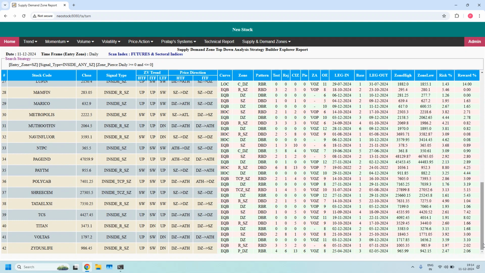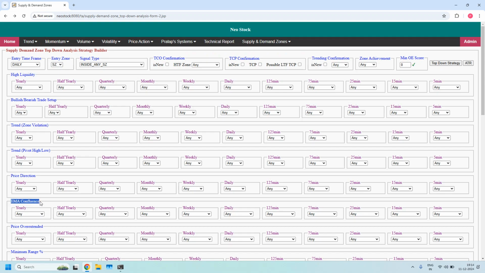Total 42 stocks are filtered where price closed inside the daily supply zone. We can further filter this list based on the EMA confluence, daily supply zone having daily EMA confluence. Let's add that filter in the EMA confluence at a daily time frame. This EMA confluence is valid only in the trending market, not sideways. So that's why in the zone violation, trend calculation based on zone violation at a daily time frame, I am selecting up or down trend, but not sideways.